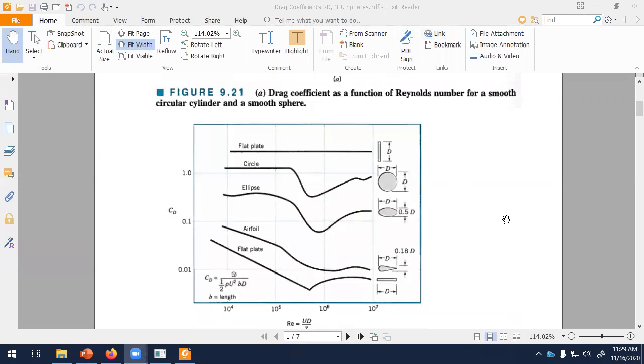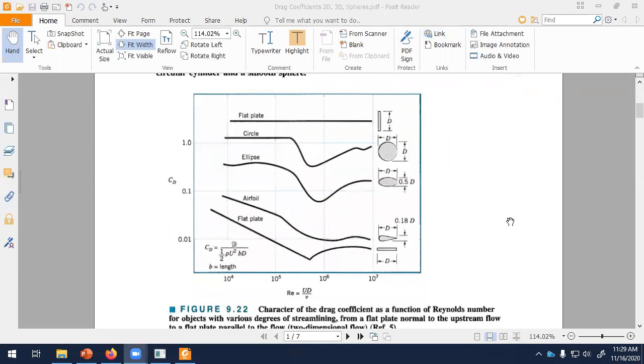On the second figure on the first page of your handout, again, these are for different objects. If you look at the very top one, the flat plate, you can see that over the range of Reynolds number they're looking at, from 10 to the 4th to 10 to the 7th, it's basically a constant drag coefficient. How do they calculate the Reynolds number?